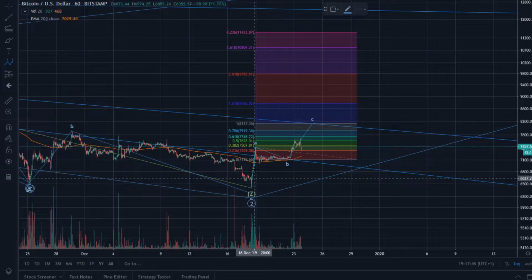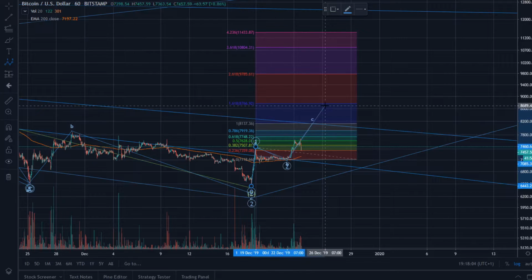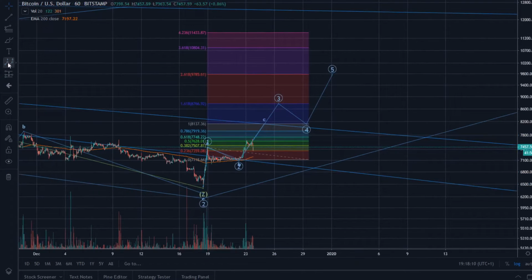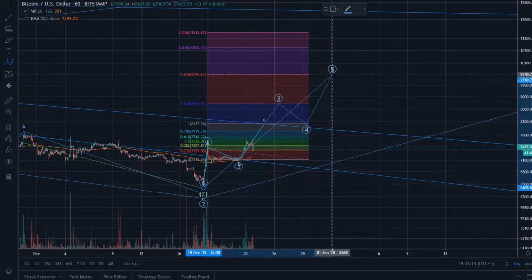So basically ABC is a correctional move, which means there's another move down coming. The other possibility is this being a 1, 2, 3, 4, 5 impulsive move. This would mean that all of this is likely a 1.